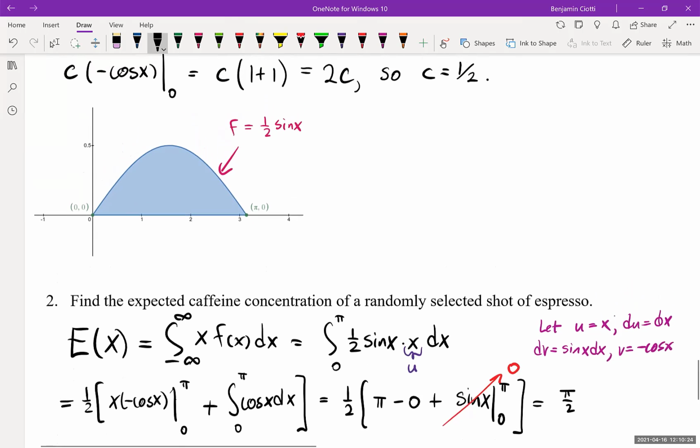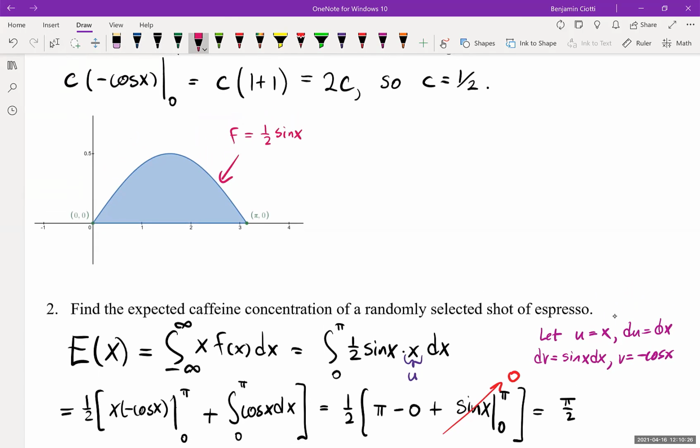If we look at the graph, pi over 2 is right there where the peak is. What are some words that describe this distribution?